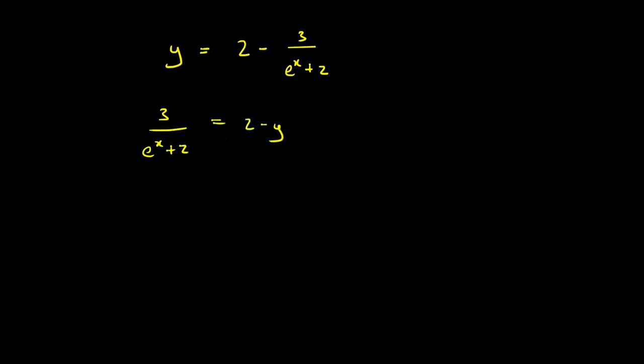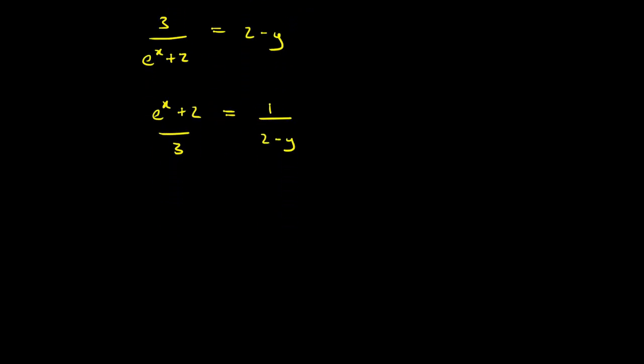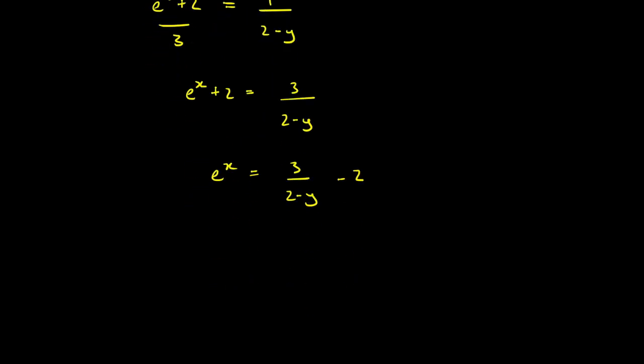I will flip the fraction. E to the x plus 2 over 3 is equal to 1 over 2 minus y. Just rearrange that. So therefore, e to the x plus 2 is equal to 3 over 2 minus y. So e to the x is equal to 3 over 2 minus y, minus 2. And therefore, x is equal to the natural log of 3 over 2 minus y, minus 2.